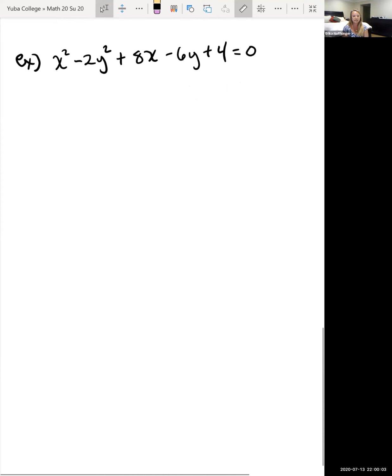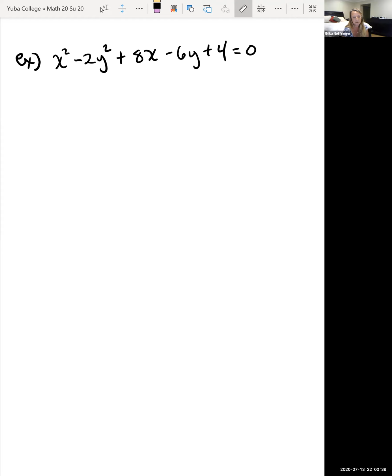So even without this being in that form where I can find what the center is, I can tell right now that we're dealing with a hyperbola. Because if I look at the coefficient in front of the x squared, I have a positive 1. In front of my y squared, I have a negative 2. They're not the same number. If they were the same exact number, it would have been a circle. If they were the same sign, this would have been an ellipse. But they're opposite signs. One's positive, one's negative, so I know I'm dealing with a hyperbola.